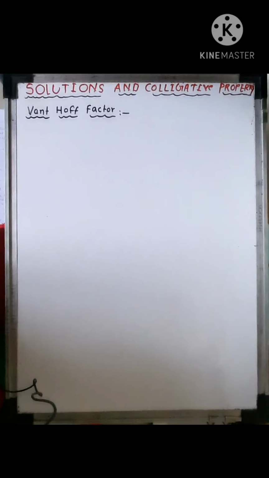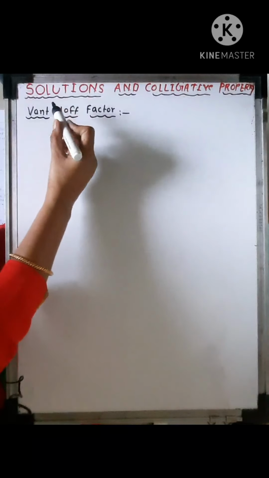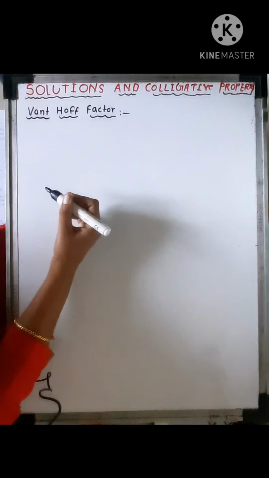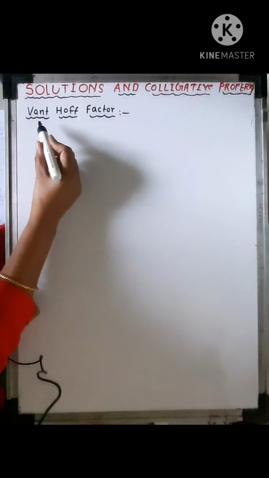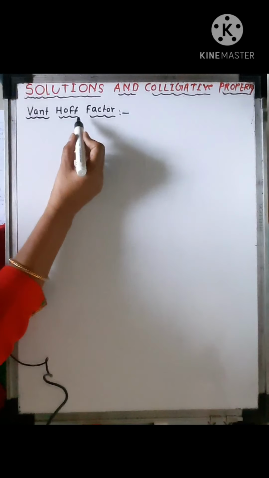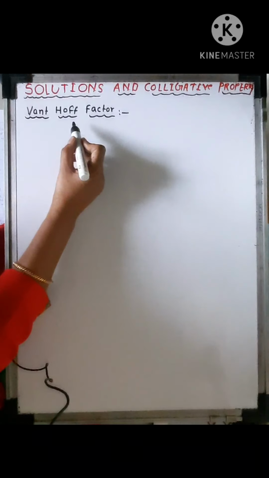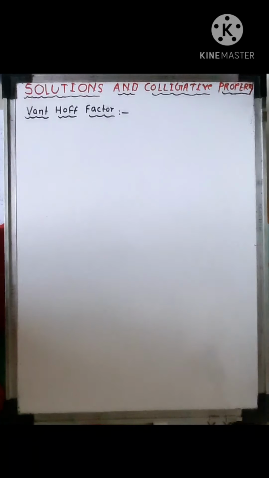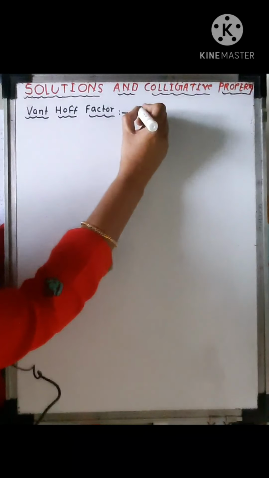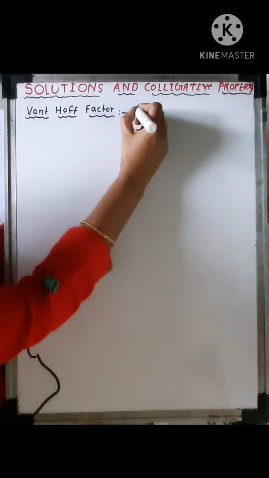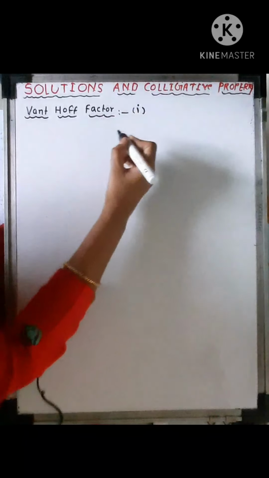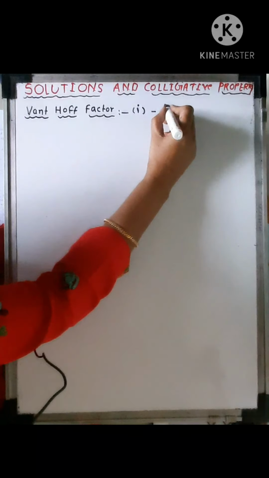Hello student, this is the last video of solutions and colligative properties, and in this video I will teach you Van 't Hoff factor. Van 't Hoff factor is the ratio of colligative property of solution of electrolyte to the non-electrolyte, and it is denoted as I, small I.